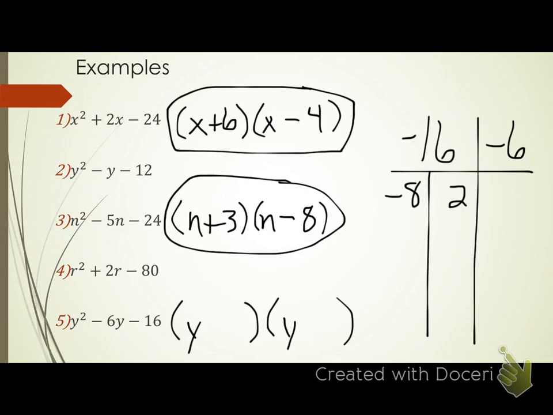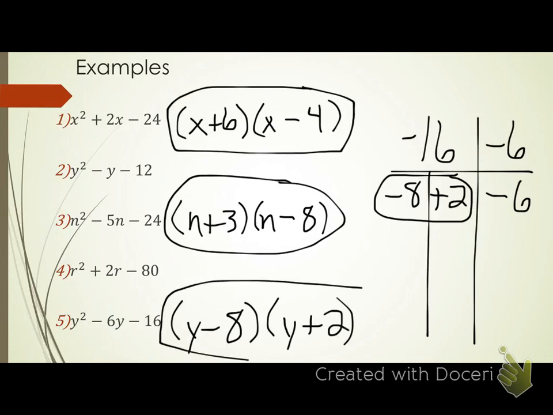Negative 8, positive 2. That does multiply to give me negative 16. What's negative 8 plus 2? Negative 6. Is that the combo I want? Yes, it is. What do you want in the first parenthesis, plus or minus? Minus. So that means plus will go in the second. So I get y minus 8 because it's my negative 8, and y plus 2 because that's my positive 2.